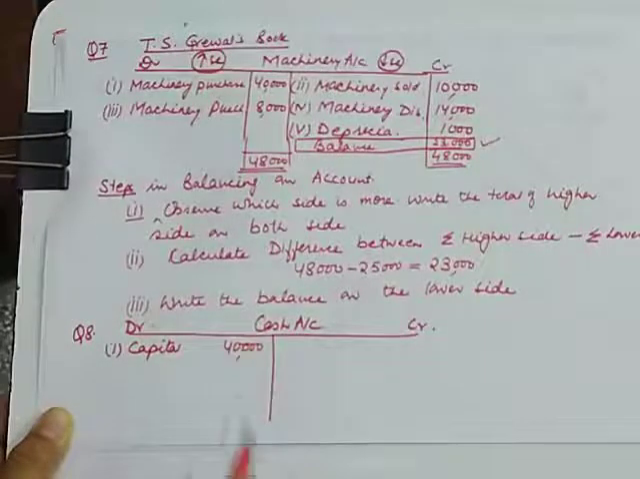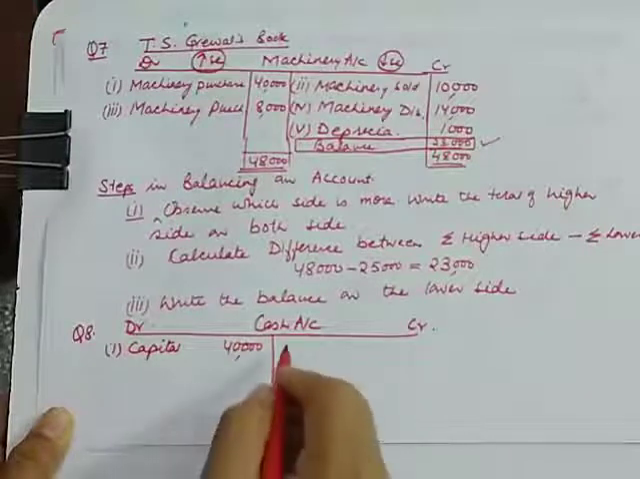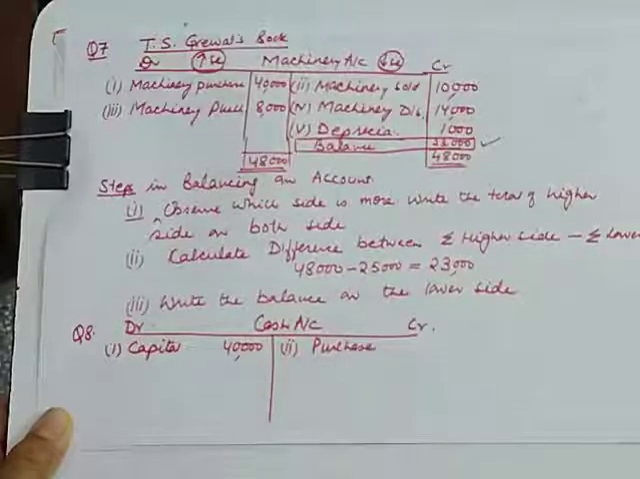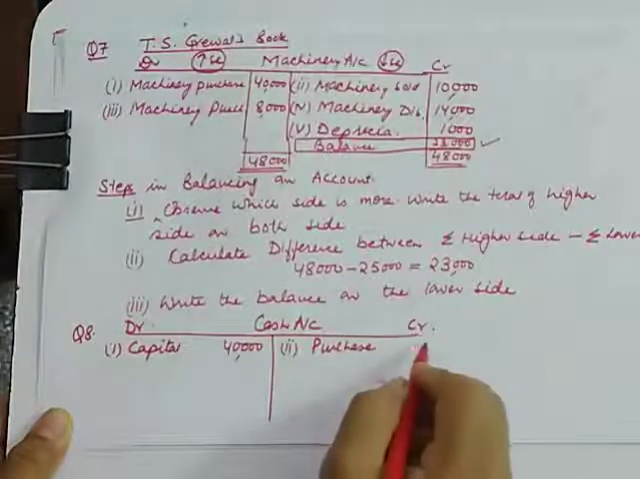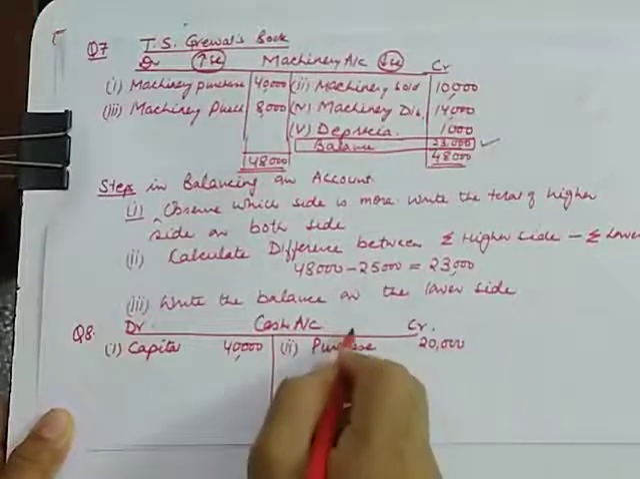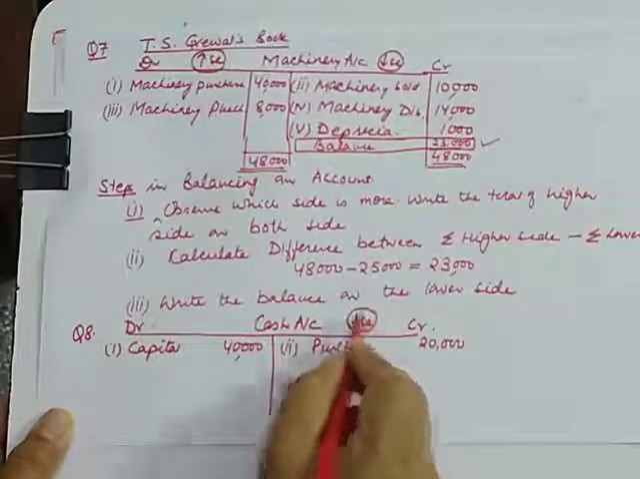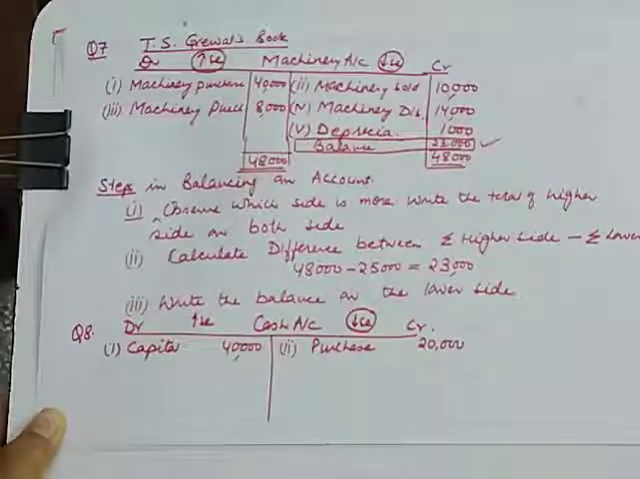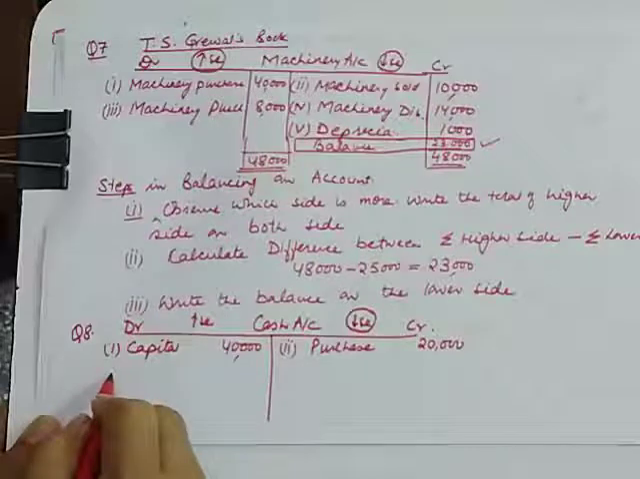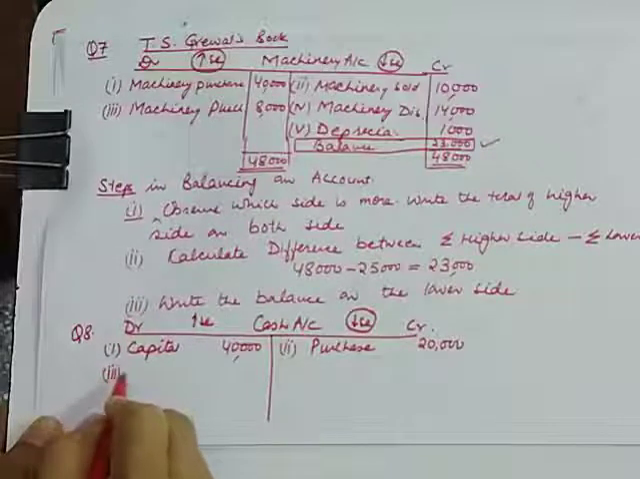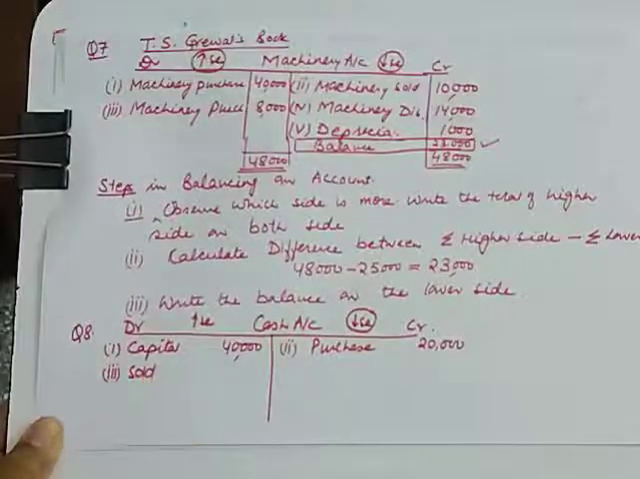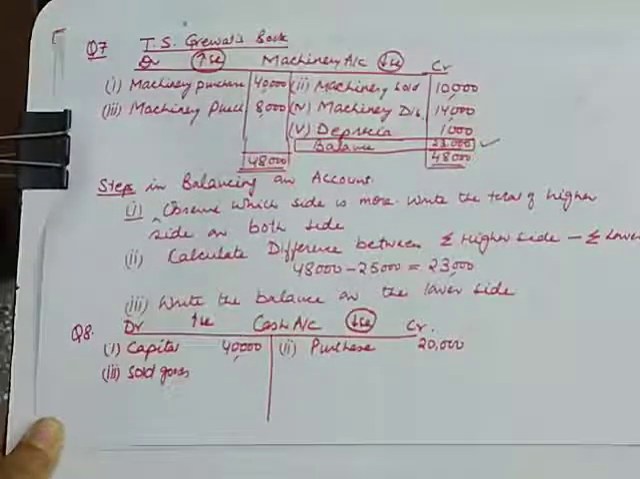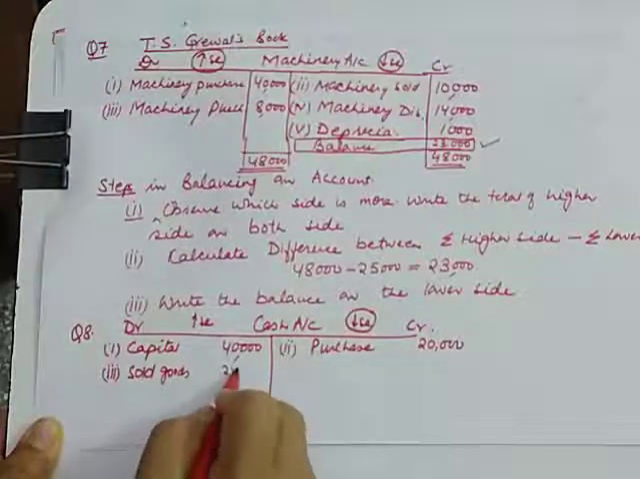Then he purchased goods. Purchase of goods will reduce cash, so purchase will be written here, 20,000. This is the decrease side. You can mention here decrease, and this is the increase side. Next is sold goods. When you sell goods, you will receive cash. Third transaction, sold goods for 24,000.